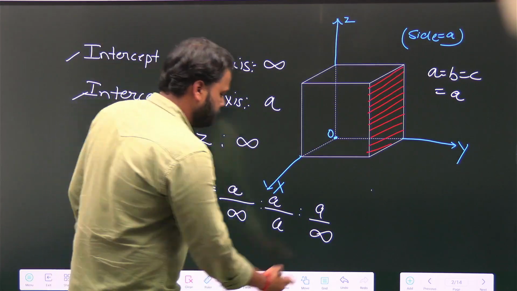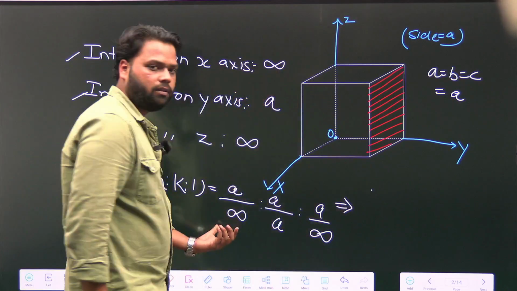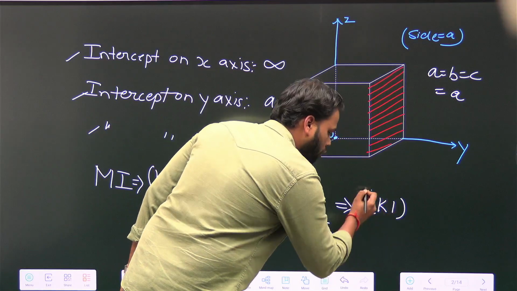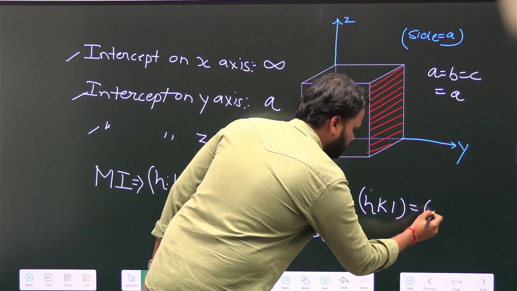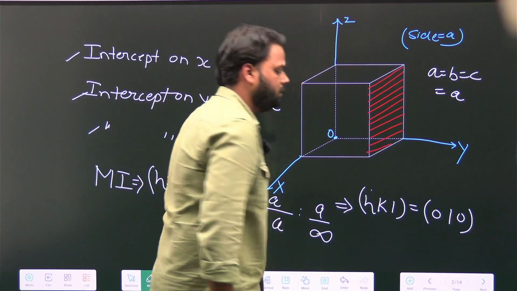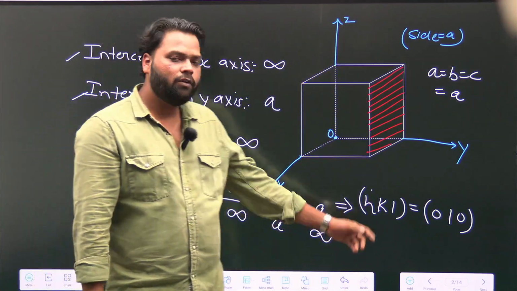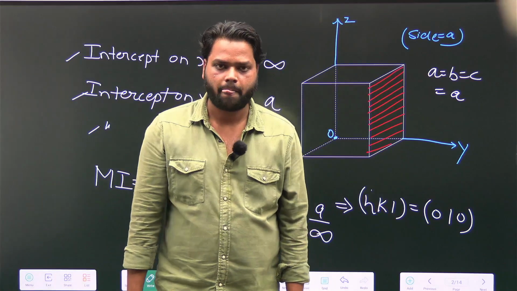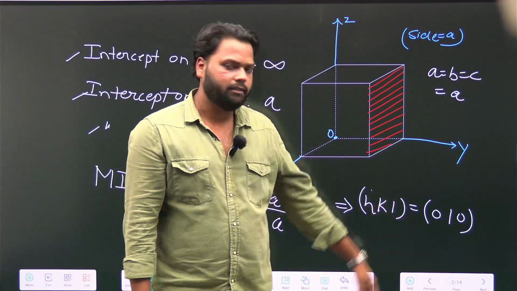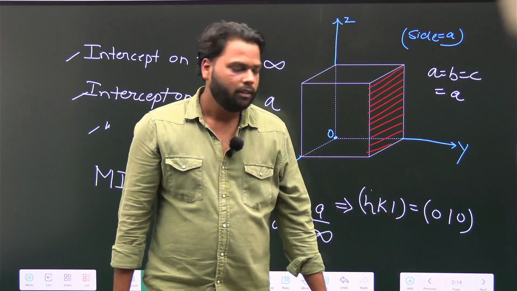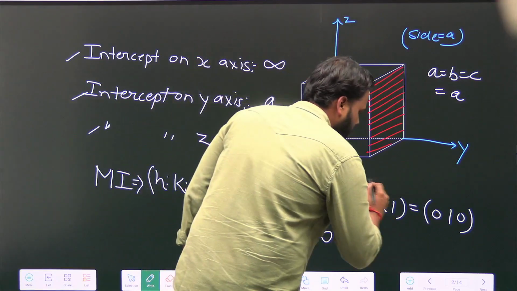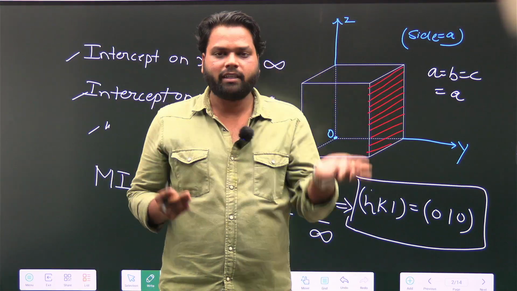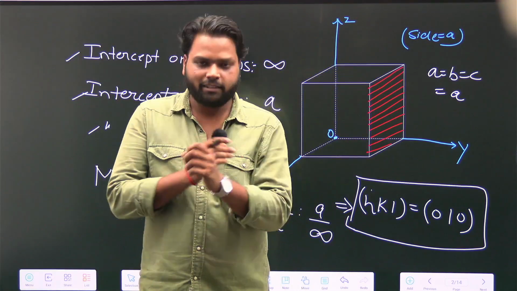1 by infinity is how much? 0, 1, 0. So you can write H, K, L without commas as 0, 1, 0. This is our Miller indices. What was the fourth step? To convert into the least integer. It is already in the least integer, so you can't change it anymore. So this is finally the Miller indices. देखा आपने? कहीं कुछ रेसिप्रोकल करना पड़ा, कहीं कुछ एलसीएम वगैरह कुछ लेना पड़ा.